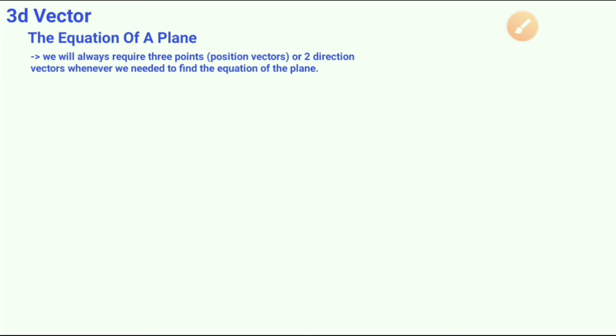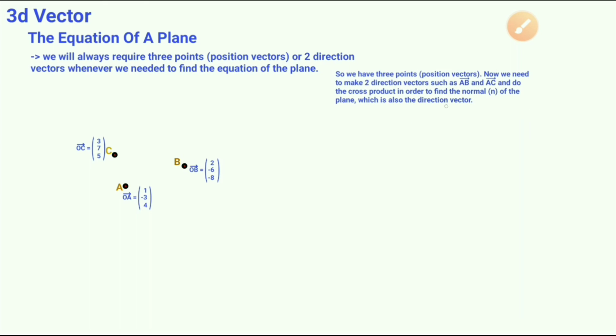Okay, the equation of a plane. We will always require 3 points, position vectors, or 2 direction vectors whenever we need to find the equation of the plane. These are the 3 points A, B, C, position vectors. Now we need to make 2 direction vectors such as AB and AC and do the cross product in order to find the normal of the plane, which is also a direction vector. Okay, so we have made the direction vectors.